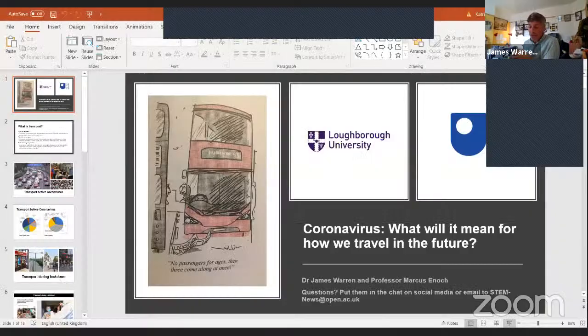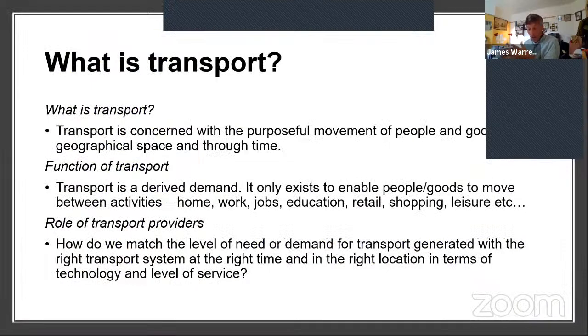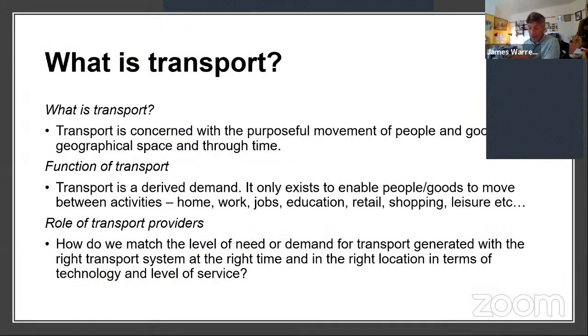So what does transport do or provide for you? It affords all of us mobility. In other words, it allows a different way for us and all our things to get around. We call this a derived demand because every movement ought to have a reason or a purpose, a sort of journey purpose, if you like. And we'll look at some of the reasons why people travel shortly.